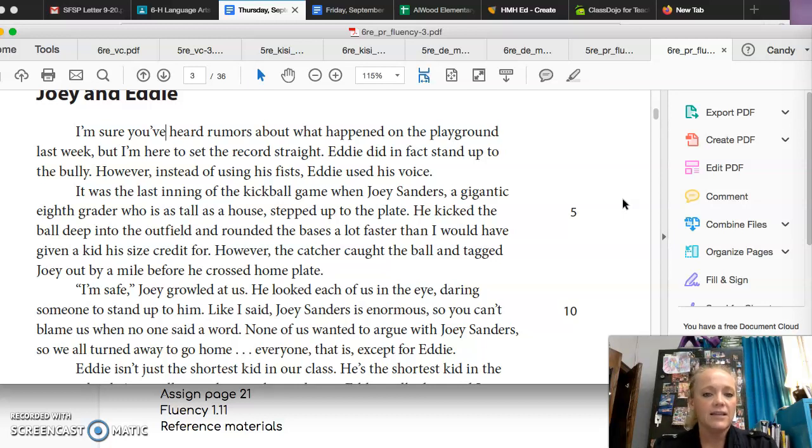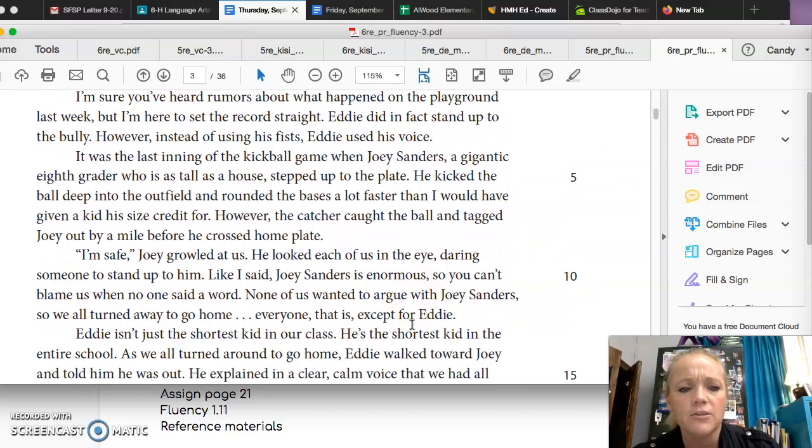It was the last inning of the kickball game when Joey Sanders, a gigantic 8th grader who is as tall as a house, stepped up to the plate. He kicked the ball deep into the outfield and rounded the bases a lot faster than I would have given a kid his size credit for. However, the catcher caught the ball and tagged Joey out by a mile before he crossed home plate.